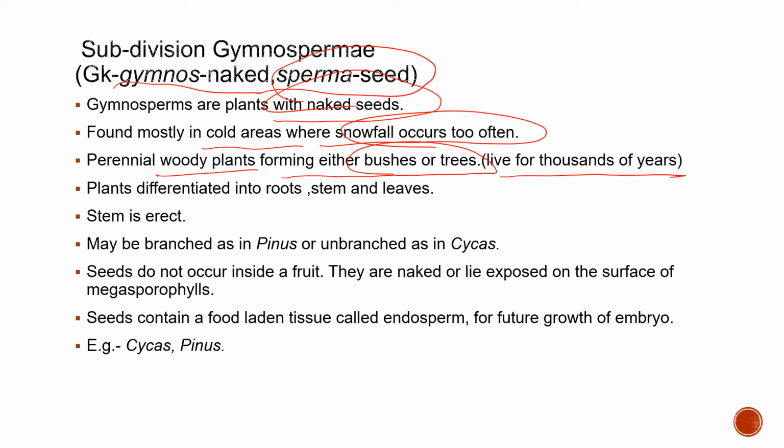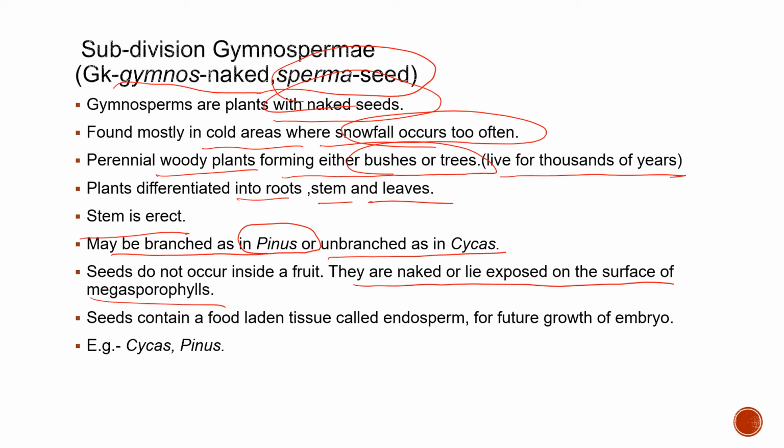Now plants are differentiated into roots, stems and leaves. That is, they have three distinct differentiations of their plant body. And the stem is erect, maybe branched as in Pinus or unbranched as in Cycas. Is it clear? Now the seeds do not occur inside the fruit. They are naked.